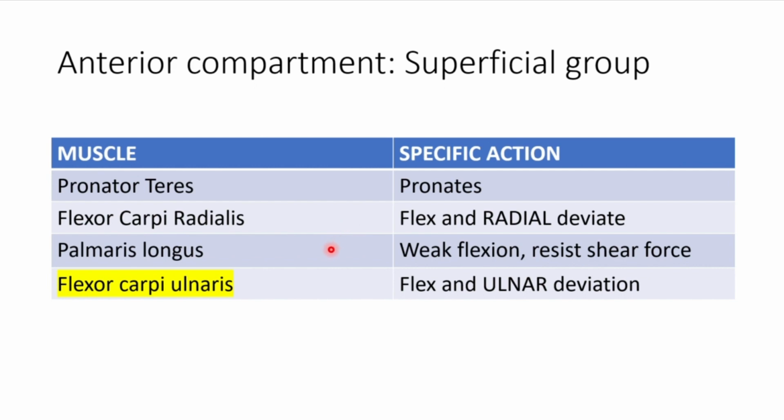The palmaris longus is a weak flexor of the forearm and also helps to resist shear forces, those being twisting forces in the arm. Lastly, the flexor carpi ulnaris, which is innervated by the ulnar nerve, both flexes the forearm and provides ulnar deviation medially.